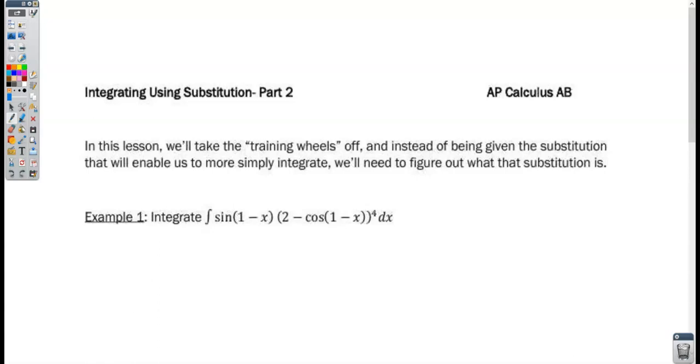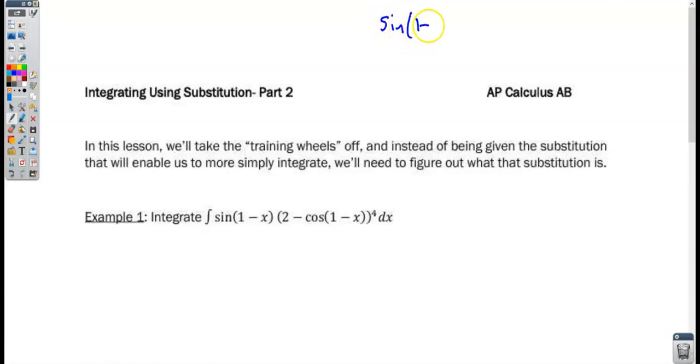So look at the integral in example 1. Integrate the integral of sine of the quantity 1 minus x times the quantity 2 minus the cosine of the quantity 1 minus x, all of that raised to the 4th power. Whew. Now there are a lot of different choices as far as things I could use as a substitution here. Let me just list a bunch of things that maybe I could choose.